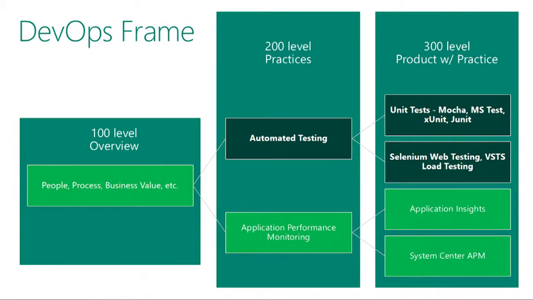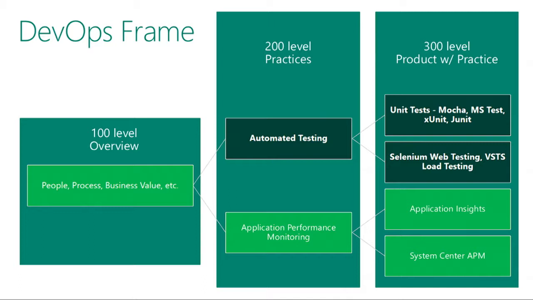Okay, so how does application performance monitoring fit, and what does that mean? Application performance monitoring and availability monitoring can be included as what we're calling DevOps practices. And that helps to bridge the gap in terms of how you can think about which types of technologies are involved for any particular thing.